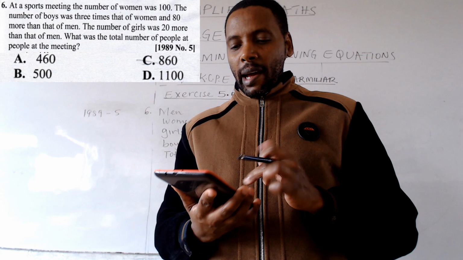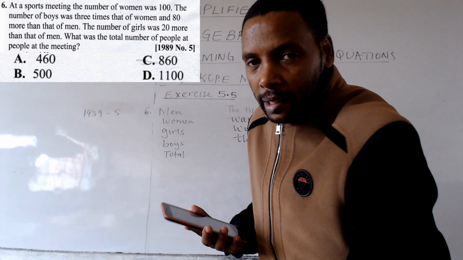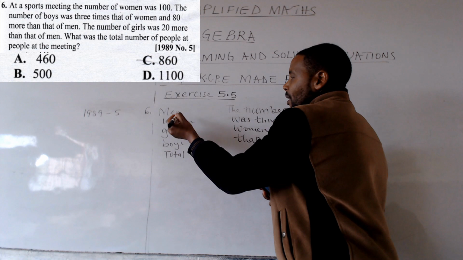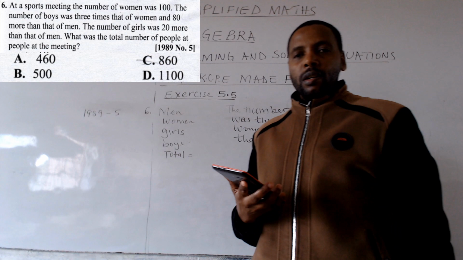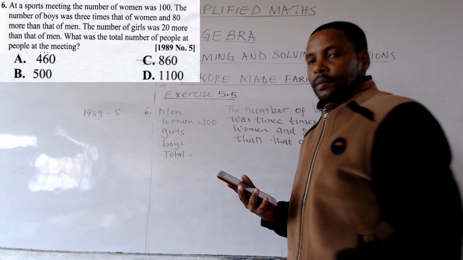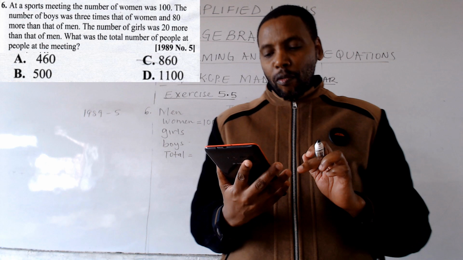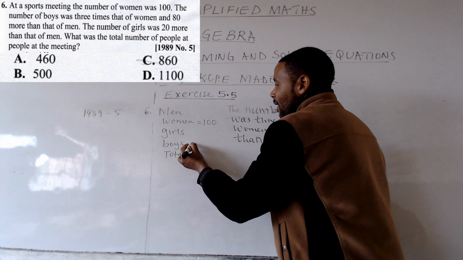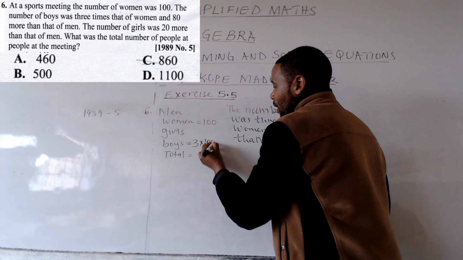So in this question, we list again the people involved, as I've done here. We have men, women, girls, boys, and total. We go putting the information one by one, and we are told the number of women was 100. So that was specific. Women were 100. And then the statement below it says the number of boys was 3 times that of women. So boys will be 3 times women, which is 300.